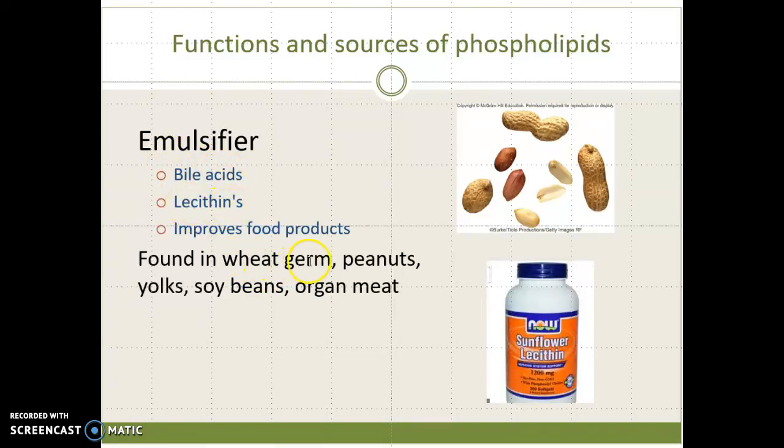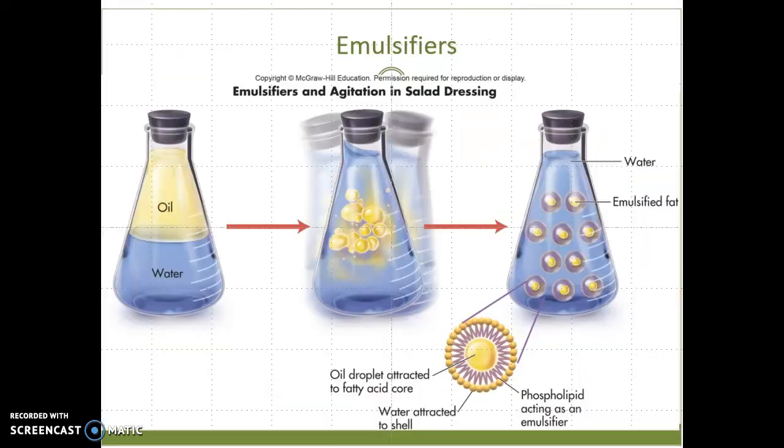Lecithin, you can get lecithin naturally in wheat germ and peanuts, organ meat, soybeans, and then some food products will have lecithin added. So emulsifying is allowing the oil and water to be suspended. So it breaks the oil into very, very small particles, and then it can be suspended in water.